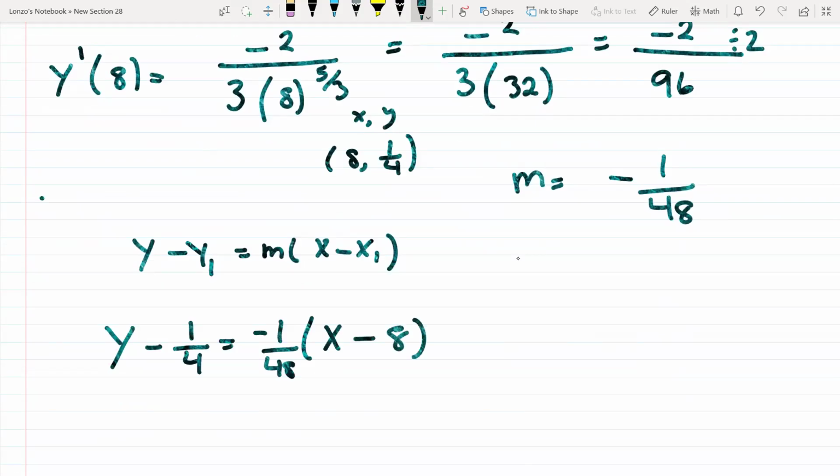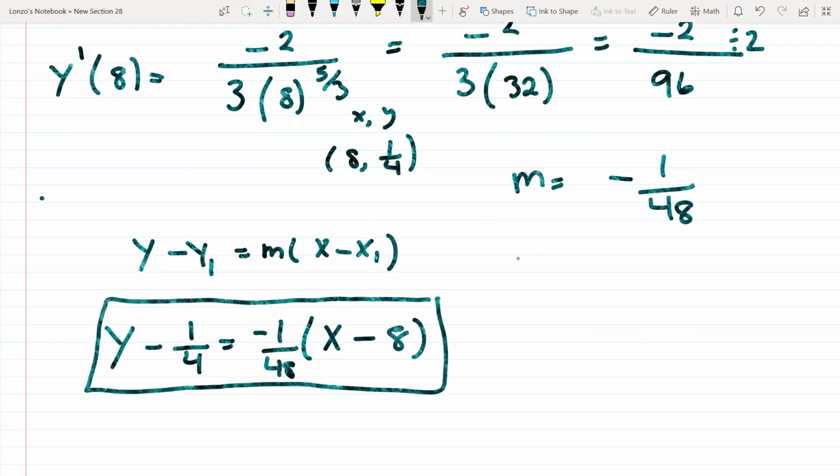I'm going to leave my final answer as this. Usually it is in point slope form, unless they want it in slope intercept form, that's fine. But this is fine. Okay, so this is my final answer.